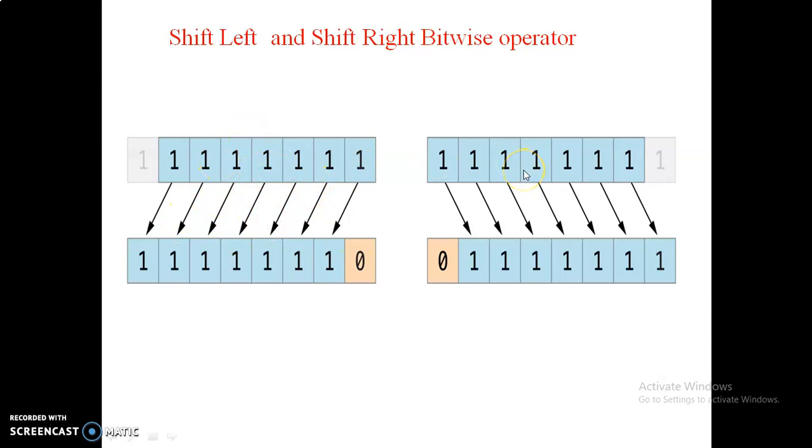Here, this is the right shift. The rightmost bit is this one, so this one bit was discarded and this place was empty. This one is replaced here, this one is replaced here, and like that all the bits are moved. The 8th bit was moved to the 7th place. Now the 8th place is empty, so it is replaced with 0. This is the right shift operation.